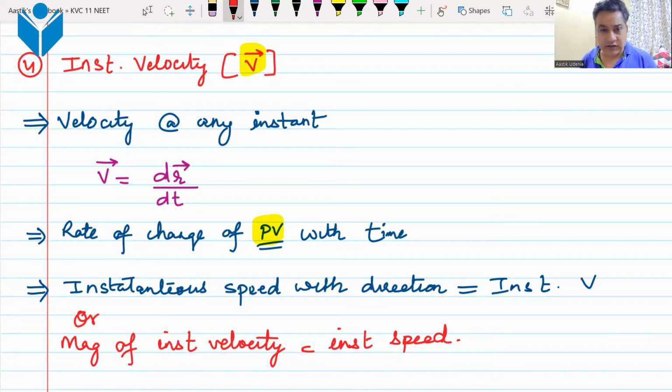thing that you would have heard about velocity is speed with direction. Well, that thing is only valid for instantaneous velocity. Instantaneous velocity is instantaneous speed with direction. Do we understand this? So whenever we have said velocity is speed with direction, we have referred to this velocity which is known as instantaneous velocity. Do we understand this? Yes or no?